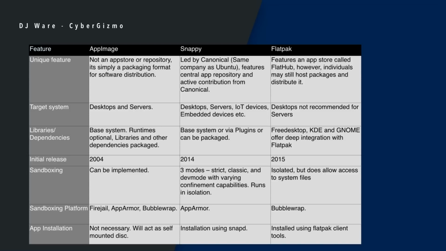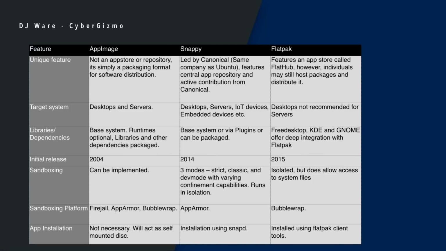Snappy uses AppArmor, and then there's some seccomp that it uses as well. Flatpak uses bubble wrap, and then they use OSTree to manage the deployment. So if you're wondering about OSTree, that's part of its deployment model. App installation isn't necessary with AppImages. You just change the execution permissions on the file and you're ready to go.